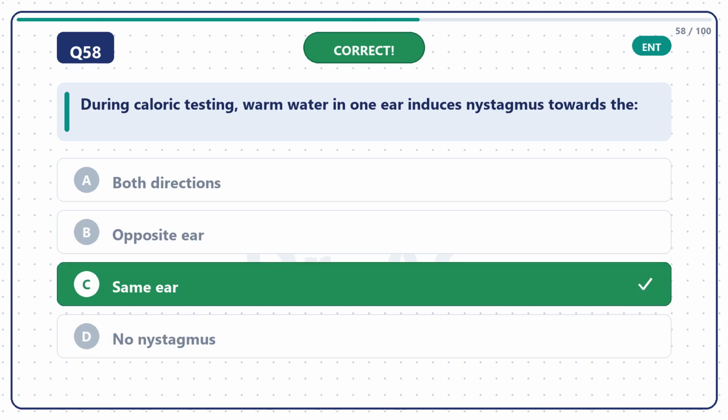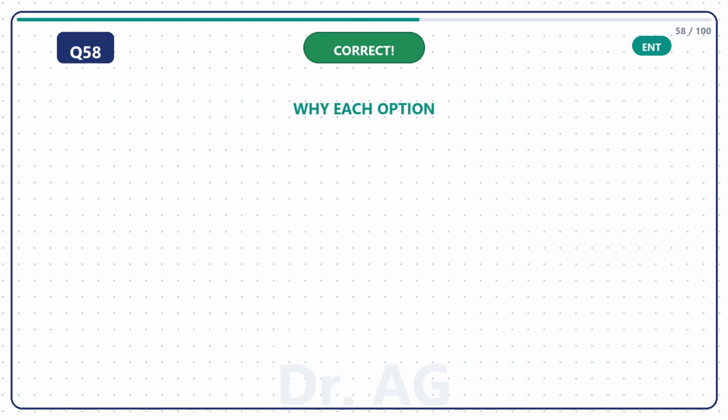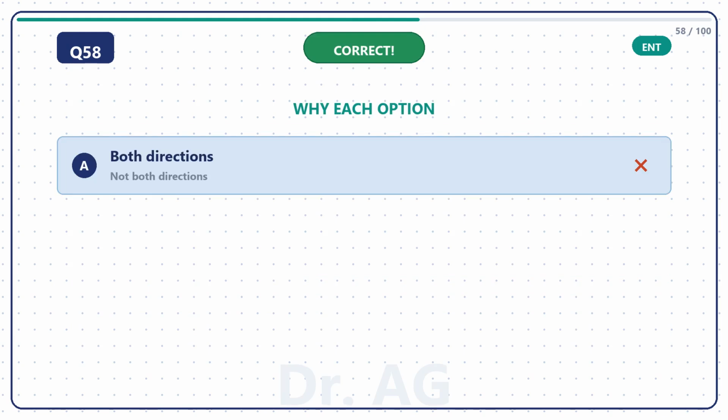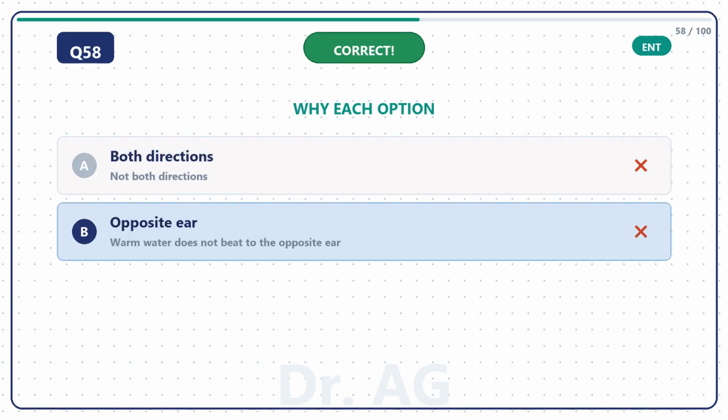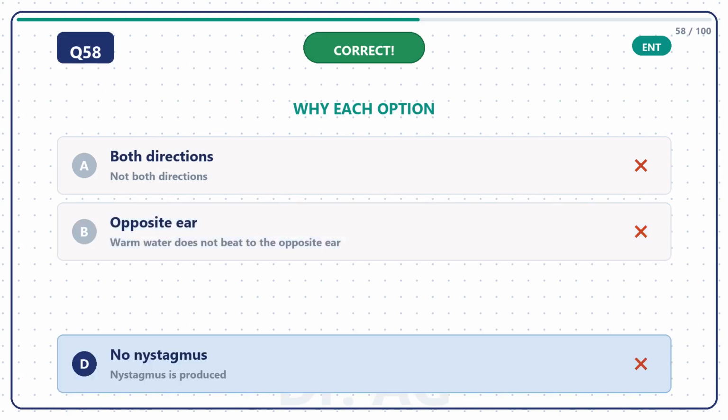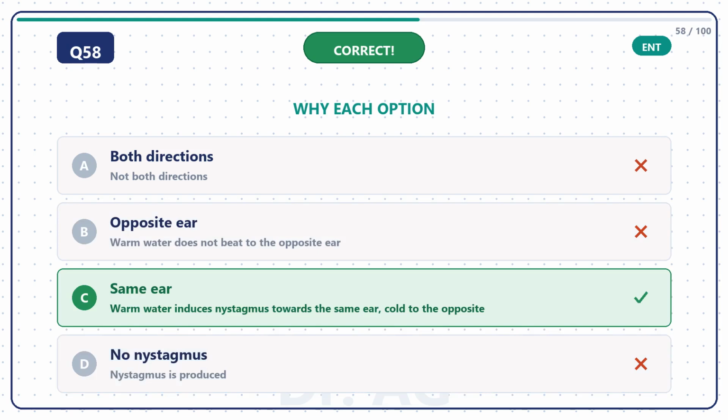Same ear. Let's go through the options. Both directions. Not both directions. Opposite ear. Warm water does not beat to the opposite ear. No nystagmus. Nystagmus is produced. And the correct answer is same ear. Warm water induces nystagmus towards the same ear, cold to the opposite. So, the right answer is option C.